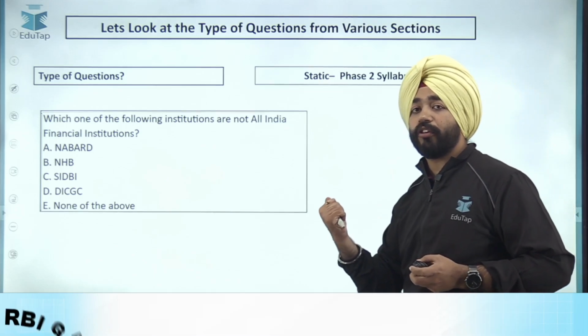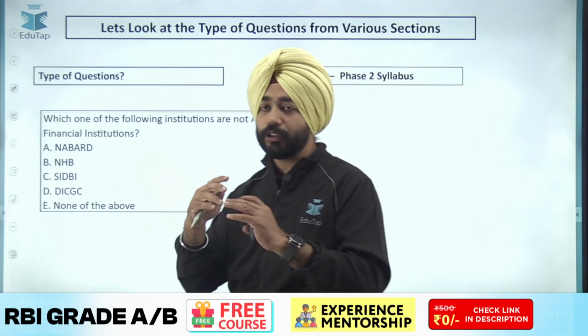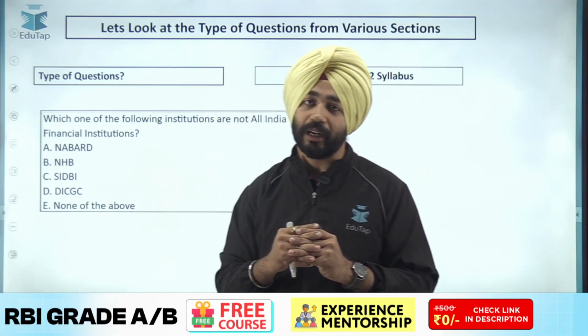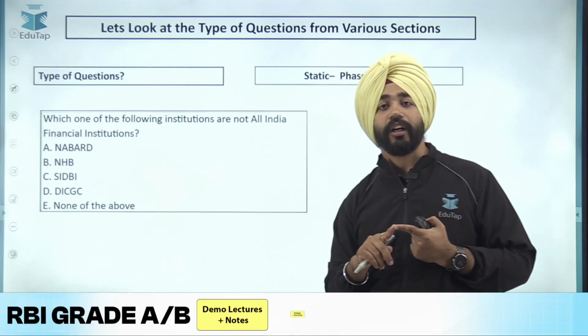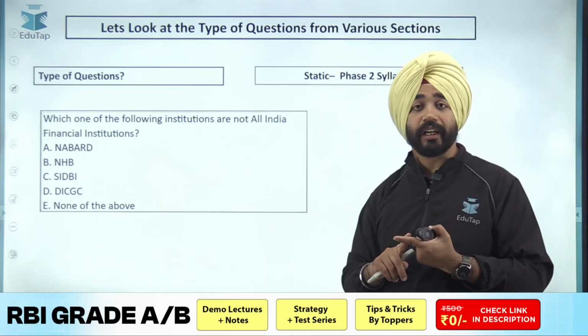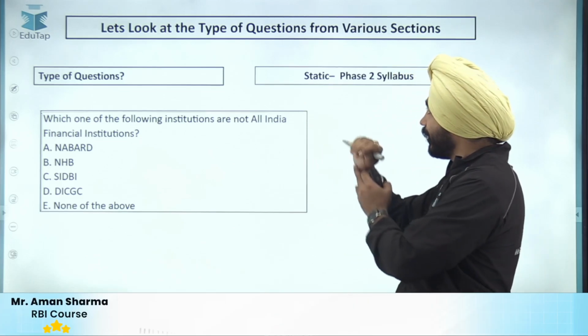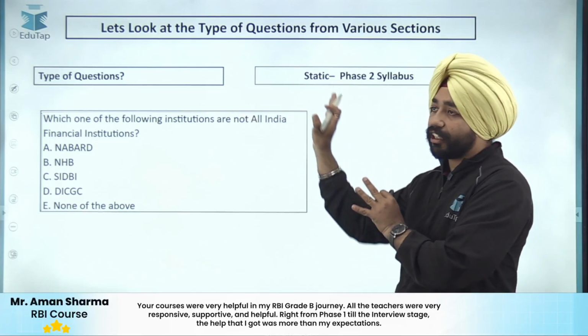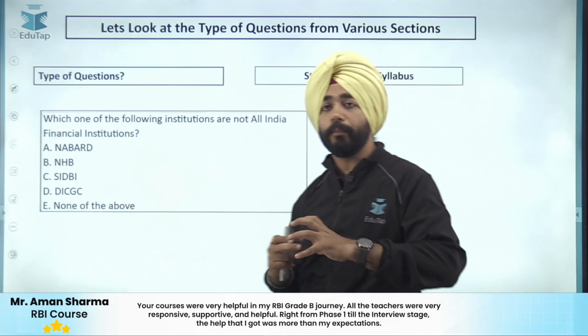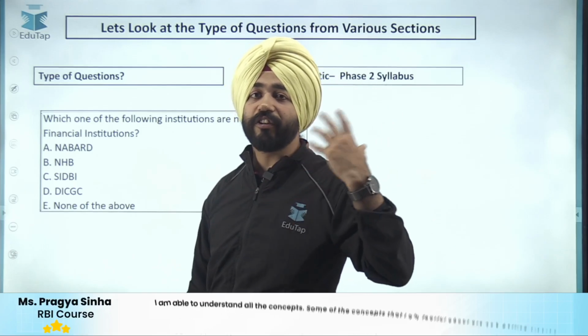Then there were static based questions, which you generally read with regards to phase 2 of the examination. Like the question on all India financial institutions. There was a question on the committees of RBI. These are the things which we generally say are more important with regards to phase 2 of the examination.